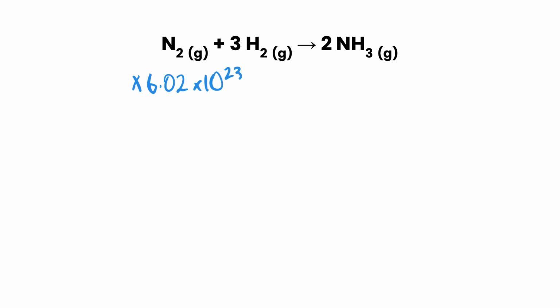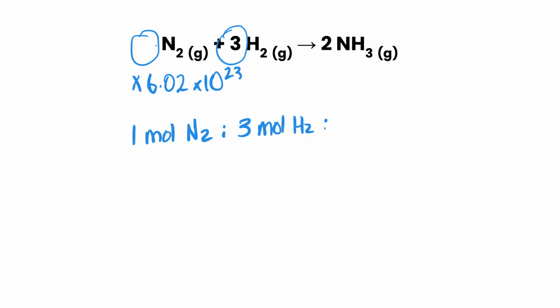Well, if we did that, we'd have 6.02 times 10 to the 23 molecules of N2. We'd have 3 times 6.02 times 10 to the 23 molecules of H2, and so on. And we know that if we have 6.02 times 10 to the 23 of something, we have 1 mole of it. So these become mole ratios. We have 1 mole of N2 reacts with 3 moles of H2, and it produces 2 moles of NH3.